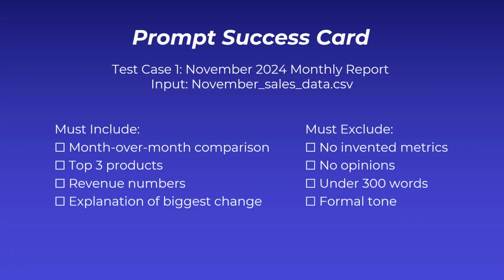So for our November 2024 report, we might have a prompt success card that looks like this, where it says test case number 1, and we have a file for our November 2024 monthly report that's a November sales data with a CSV format. And we have a checklist that says it must include these 4 things. And then we have another checklist that says it must exclude these other 4 things.